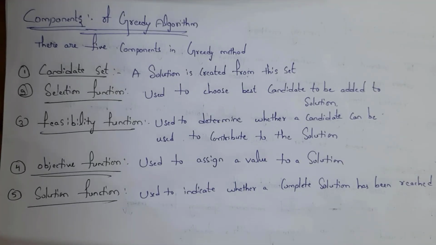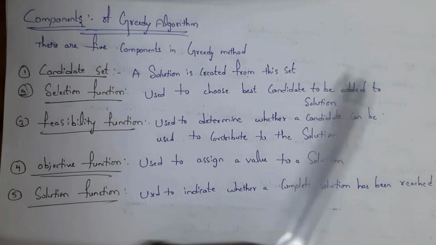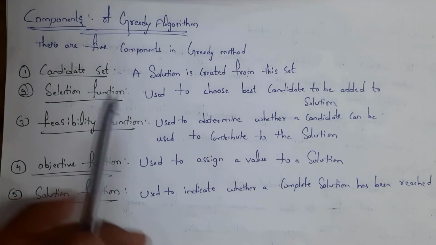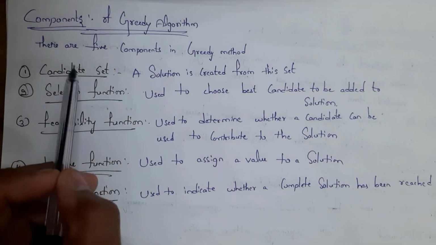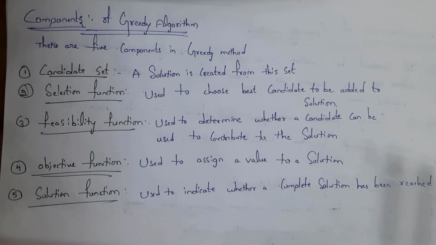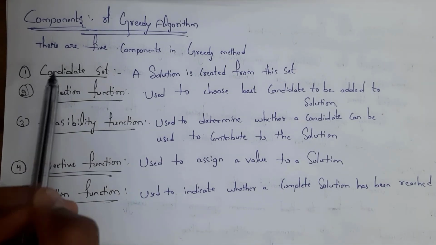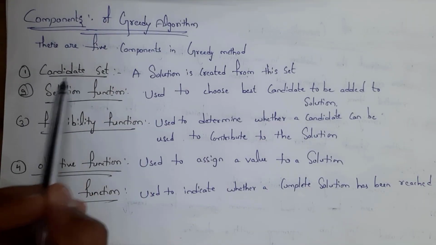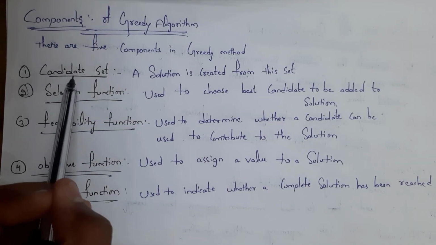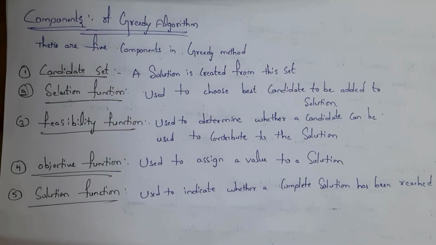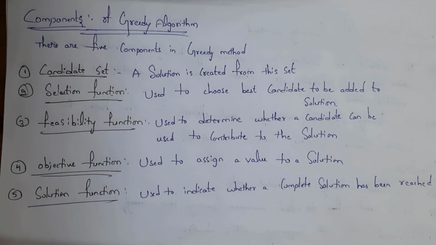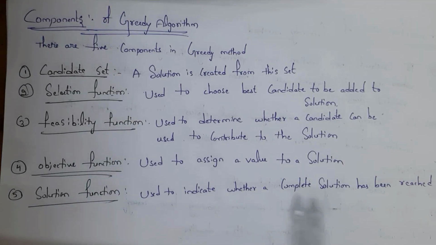Next, components of greedy algorithm. In total there are 5 components in greedy method. First one is the candidate set. A solution is created from this candidate set. Next, the selection function. By using the selection function, we can select the best candidate. Whatever best candidate we have chosen by using this selection function, this candidate is included in our solution. And the third one is the feasibility function. This feasibility function is used to determine whether a candidate is suitable for our solution or not.